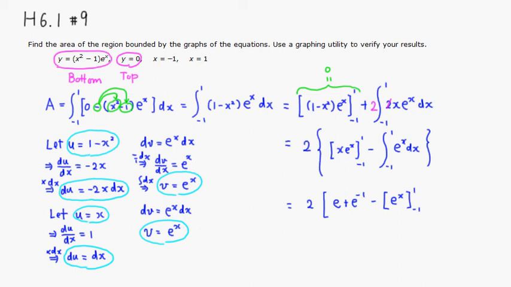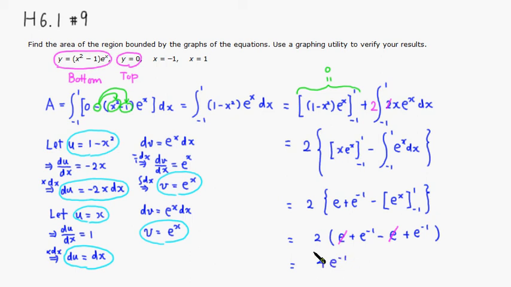Let me use different brackets so that I don't get confused. So this is going to be equal to 2 times e plus e to the negative 1 minus e, and with the negative sign, plus e to the negative 1. The e minus e cancels out, and there are 2 of the e to the negative 1, so it's going to be 2 e to the negative 1. There's a 2 in front, so it's going to be 4 e to the negative 1.